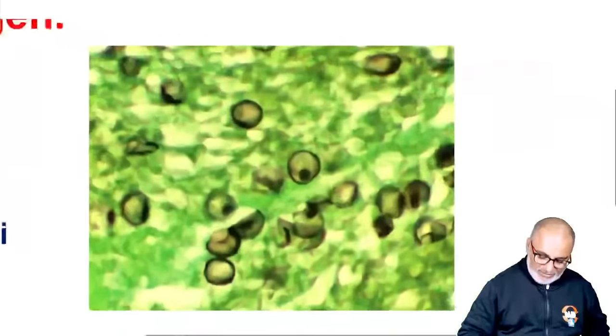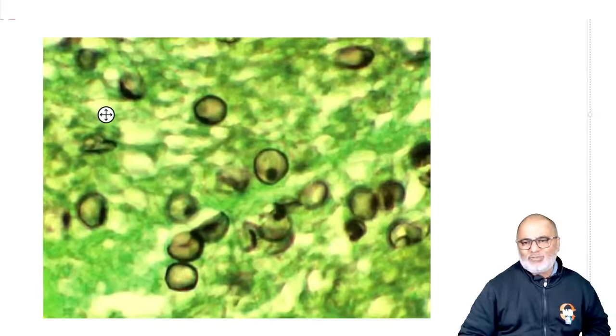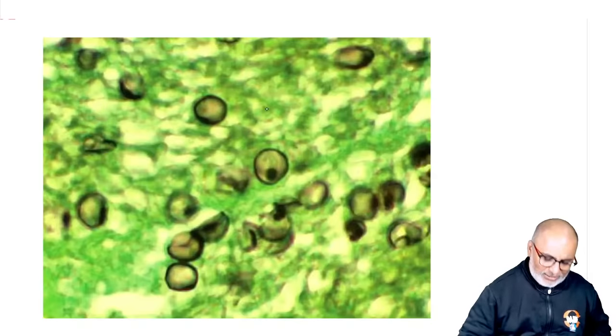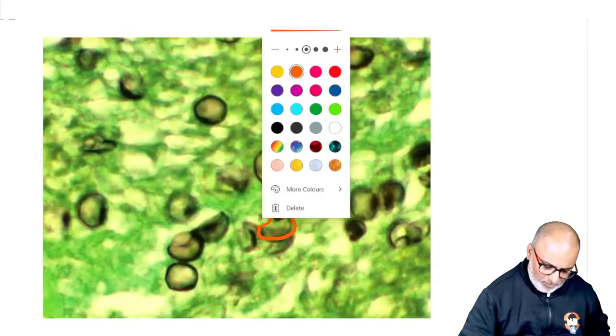Yes. See, the picture itself you can come to a conclusion. It is Gomori methenamine silver stain. In any silver nitrate stain, the organism will be black in color. Silver nitrate is reduced. We have a typical broken ping pong ball appearance. We call it broken ping pong ball appearance.